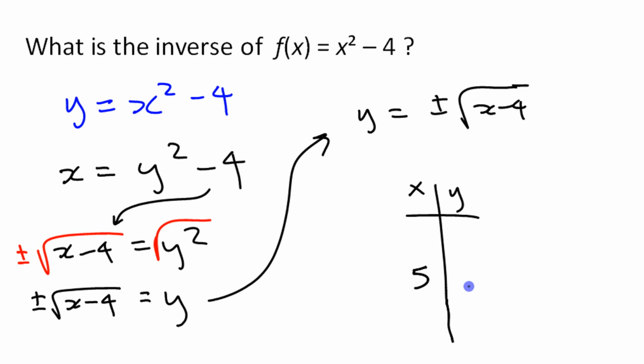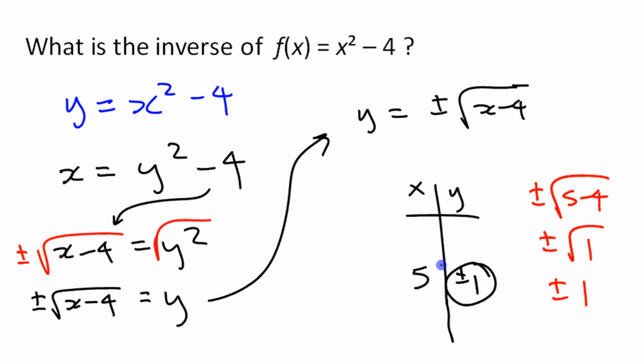5 first. If we pick 5 there, you put a 5 in there, 5 minus 4, right? Plus or minus square root of 5 minus 4. This is plus or minus square root of 1. This is plus or minus 1. You have two values in here, plus or minus 1. It's not a function because you got two y values for one x value.